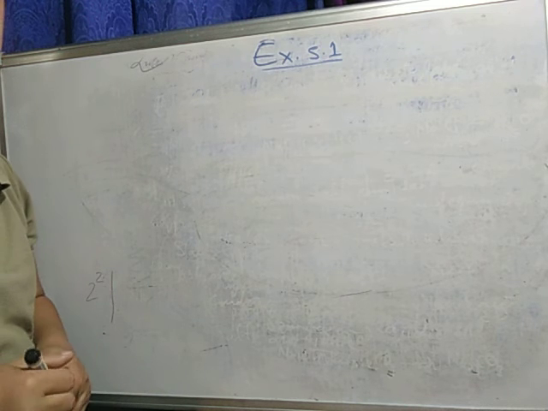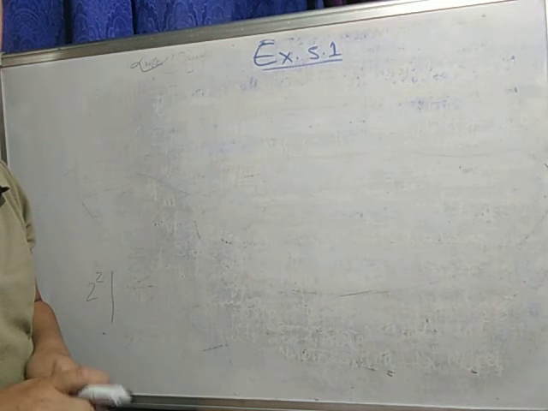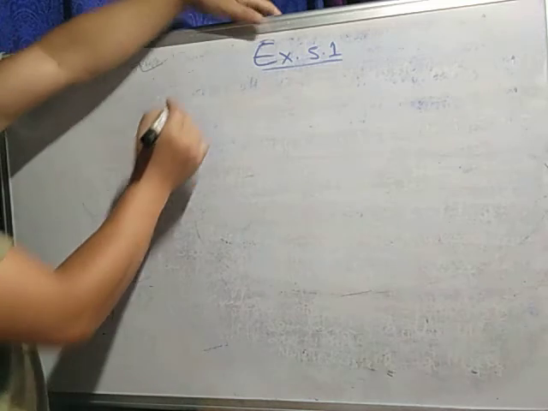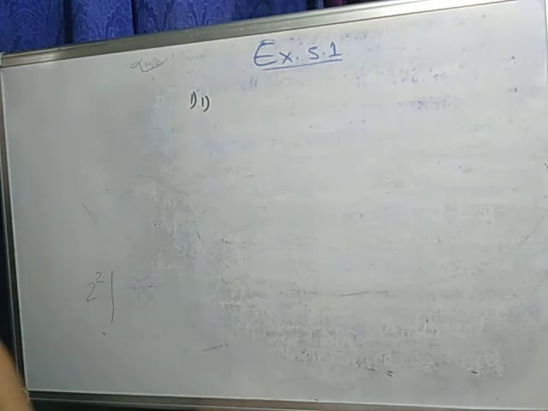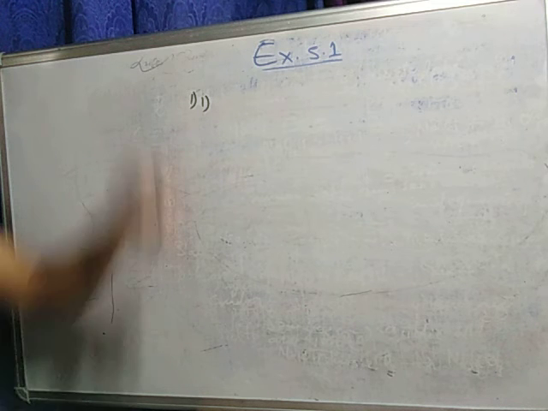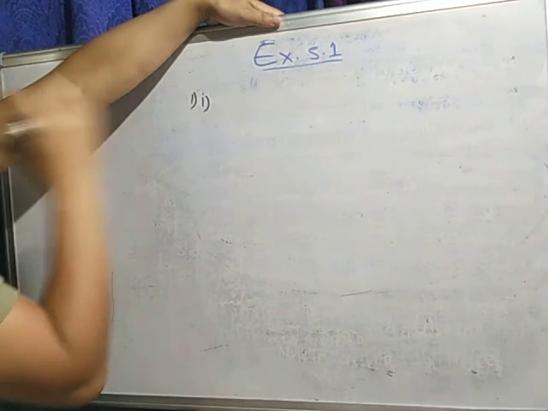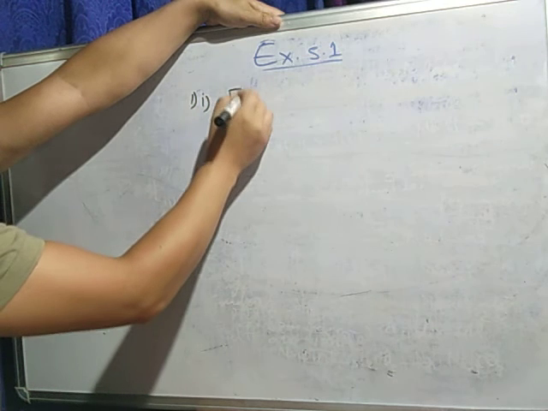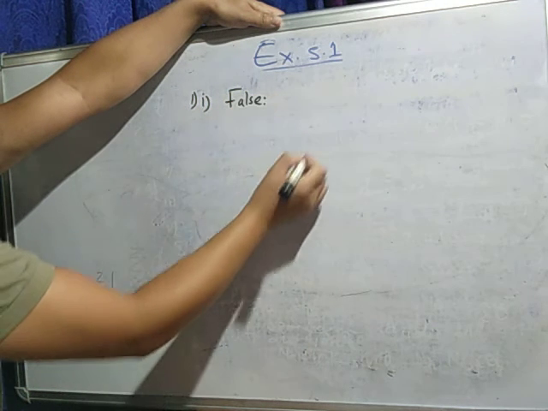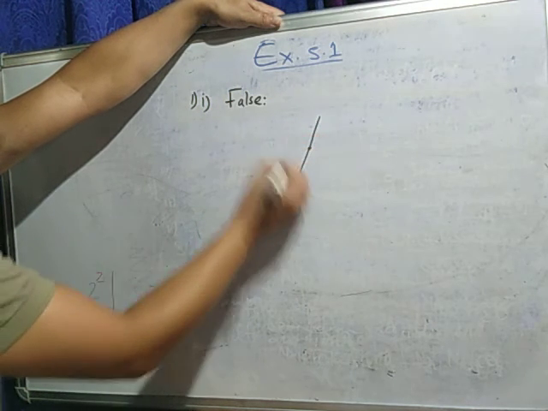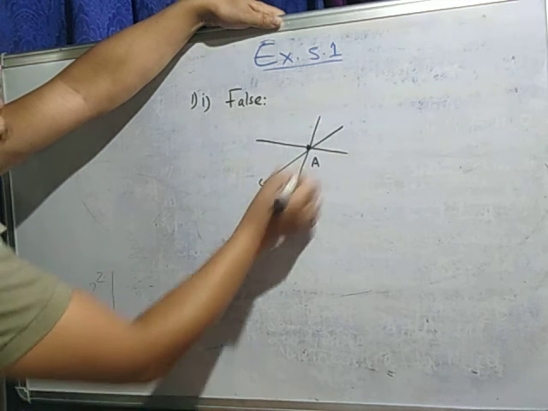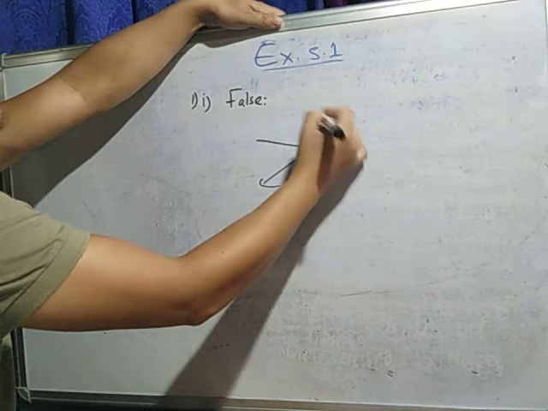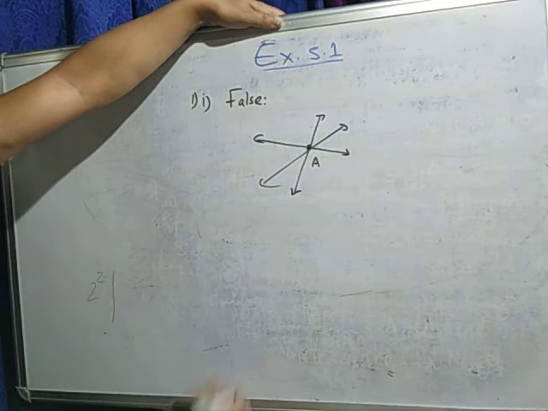Which of the following statements are true and which are false? Give reason for your answer. Question number 1, Roman 1: only one line can pass through a single point. True or false? False, because many lines can pass through a point. This is a point, A is our point. Many lines can pass through this point. That's why the statement is false.